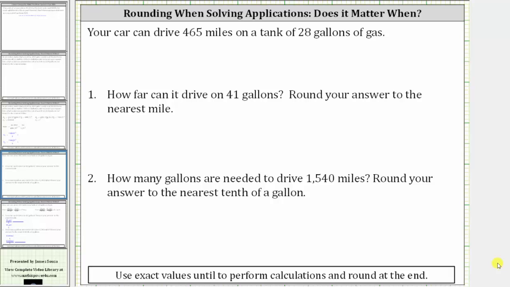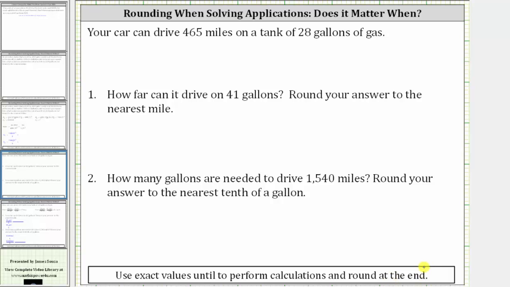In this video, we will look at an example where we are asked to round, and we'll show how, when we're asked to round, we should use exact values to perform calculations and then round at the very end. If we round too early, we have much more of an error, which we should always try to avoid.